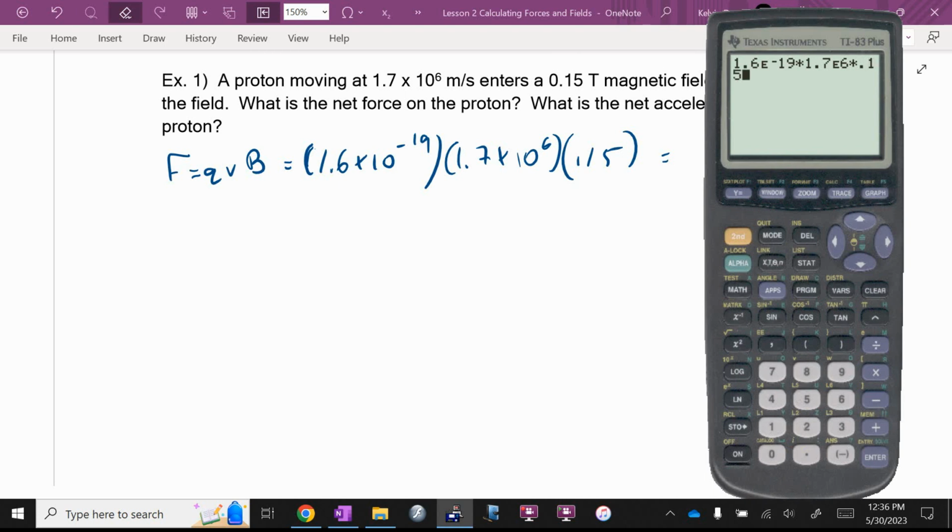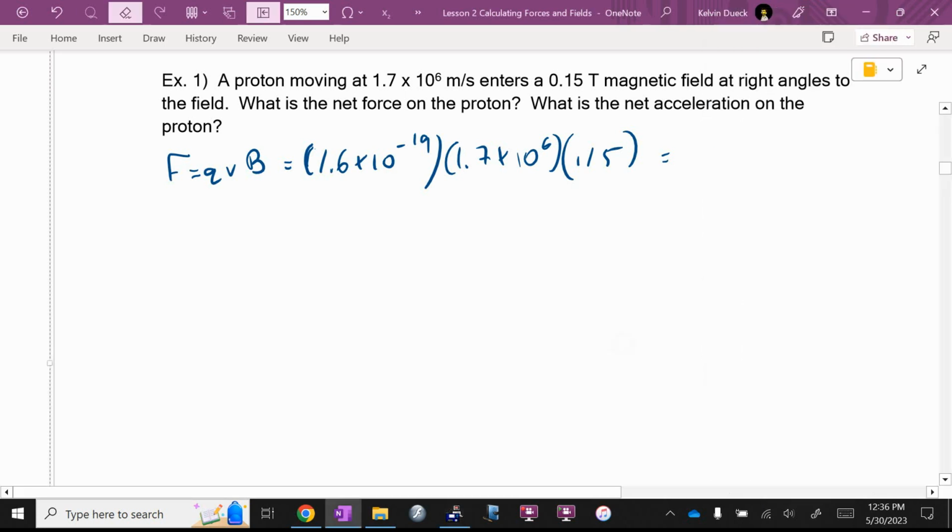0.5, that's a typo, 0.15. I got 4.08 times 10 to the negative 14. I need a thumbs up or no? Got a couple of nods. It's a force. Units. Good.